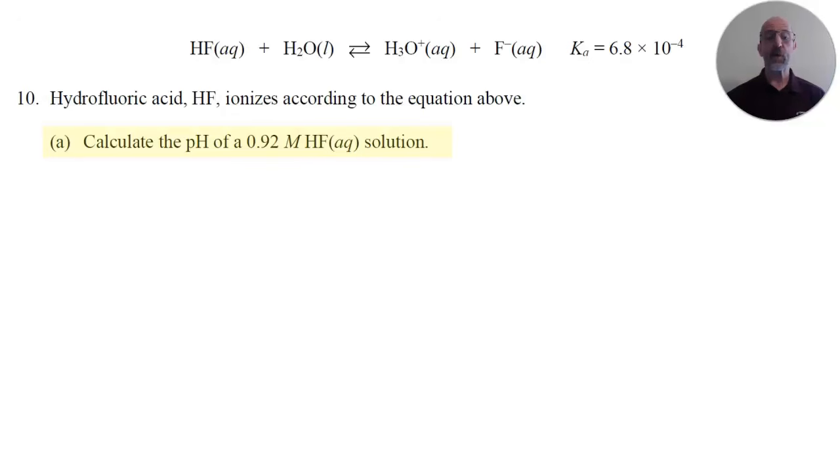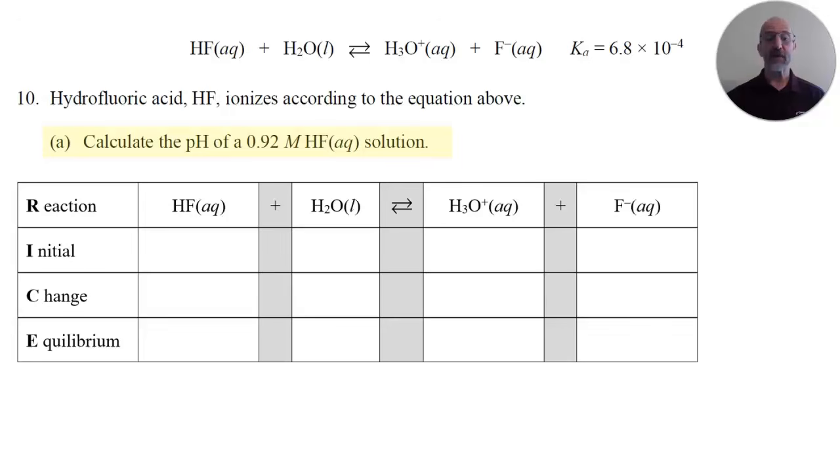So because this is a weak acid, we cannot simply pick up our calculator and take the negative log of 0.92. Again, because this is a weak acid, I think this would be a good example of making a RICE table to help you see how to process the information. So where would that 0.92 molar go in my RICE table? Well, that's going to go in the initial row.